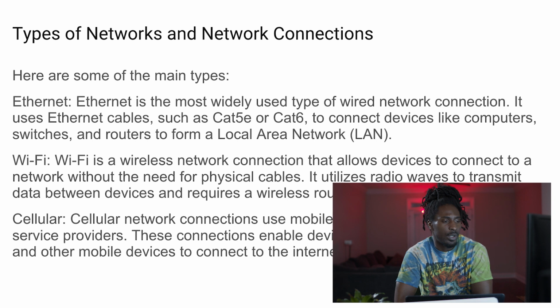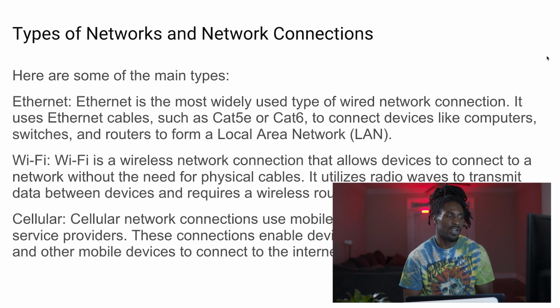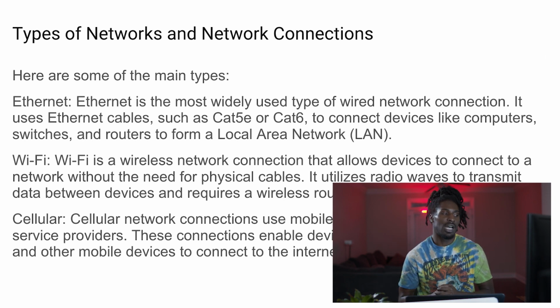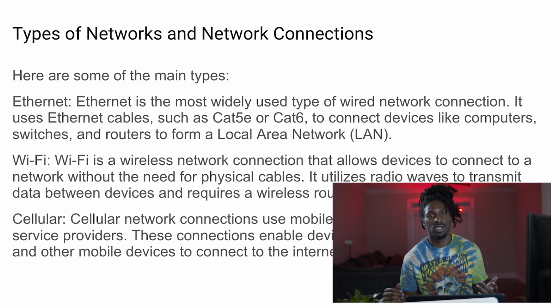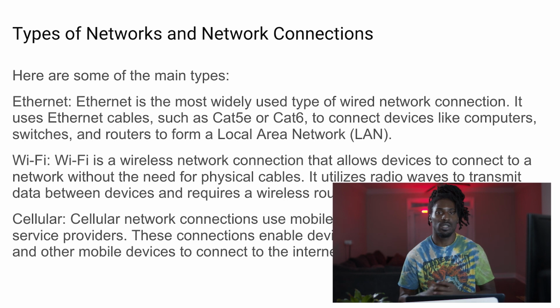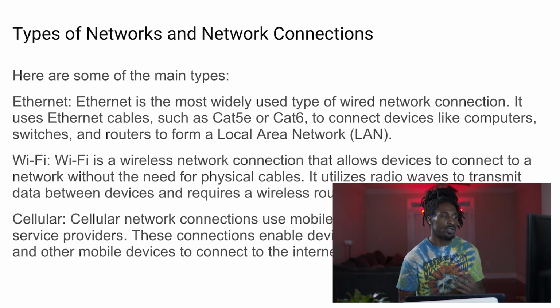Cellular network connections use mobile networks provided by cellular service providers. These connections enable devices like smartphones, tablets, and other mobile devices to connect to the internet wirelessly via cellular towers. So this is the network that your service provider, like Sprint, well, Sprint's deprecated, Sprint's out of there, but this is your service provider. This is T-Mobile. This is AT&T. This is whoever is providing your cellular service for your device. And basically cellular service is controlled by towers that are controlled by your service provider.